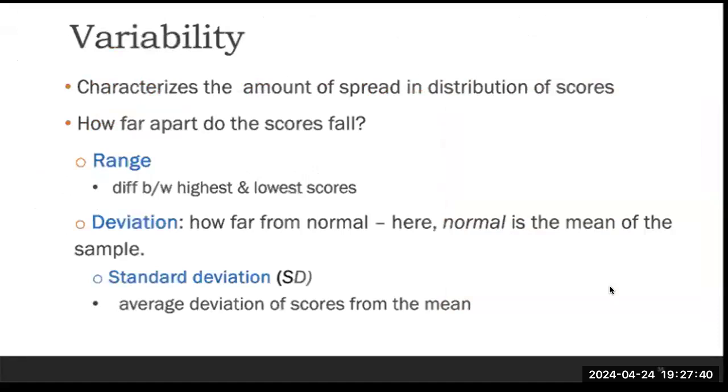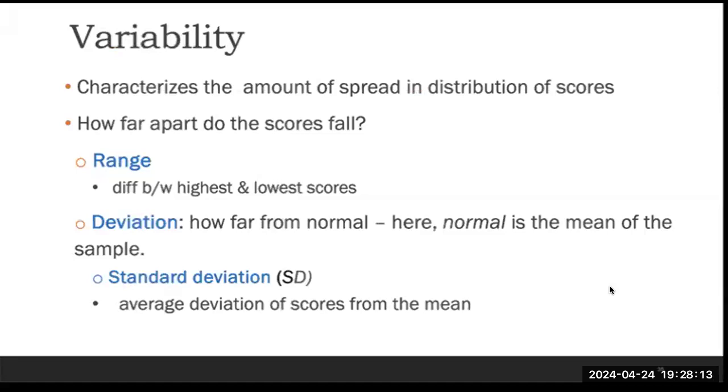Nope. Easy peasy, right? Okay, so in addition to central tendency, we're also interested for descriptive statistics to look at variability. So variability is simply how much spread is there in the distribution of scores, right? How far apart do they fall? When we talk about variability, we might talk about range, which is simply the difference between the highest and lowest scores. And we can look at deviation.